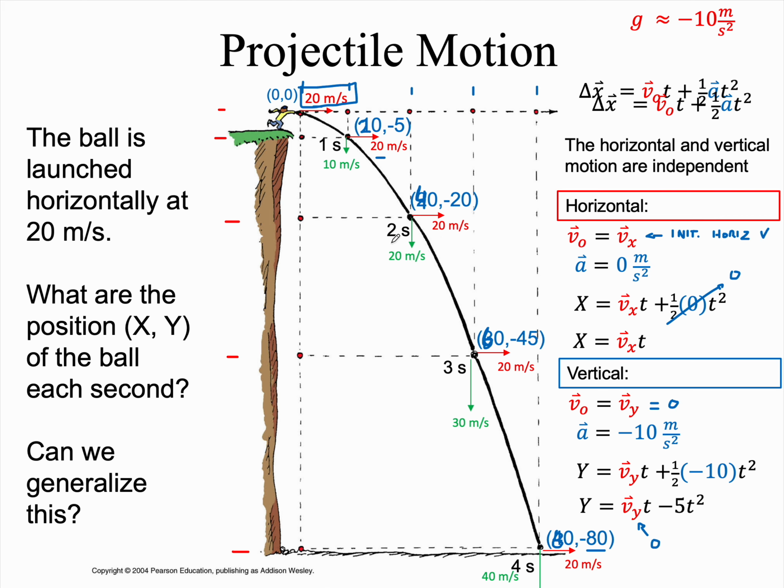So if you plug, for example, 2 seconds into this, you'll end up with -20. If you plug 3 seconds into this equation, you'll get -45. So these two equations are sort of our key ones if you want to just think about it very simply. This gives us our x-coordinate. This gives us our y-coordinate at any given time. Should you write these down or highlight them? Yeah, it might make your homework a little bit easier.